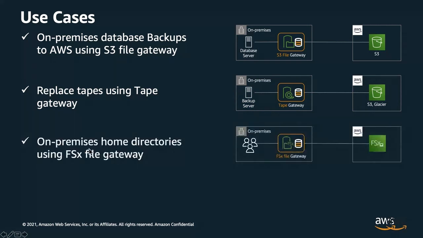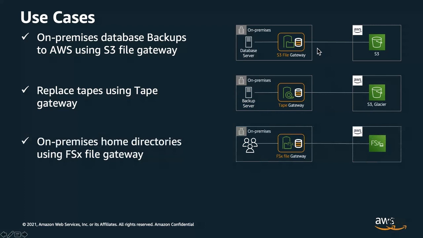The next use case, which Alan just covered, is FSx File Gateway. If you have hundreds of users on premises who need home directories, you can replace your existing NAS storage with an FSx File Gateway, so that it exposes a local hot cache with low latency, and in the background, the rest of the data is stored in FSx for Windows.